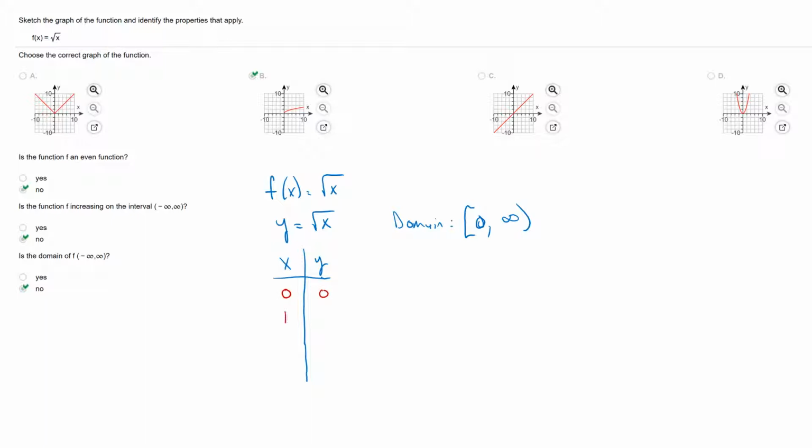If I were to put 1 in for x, the square root of 1 is 1. We could plug 2 in, but then we would get square root of 2. Probably 4 is the next nice number to plug in, because square root of 4 would give us 2 for y.